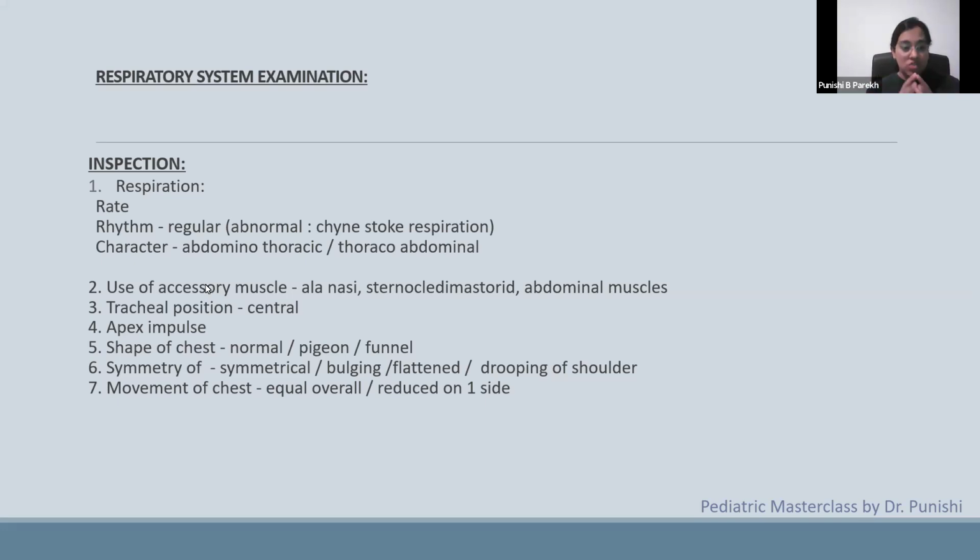So, what is the movement of the chest like? Is it equal on both the sides? Is it equal overall or reduced on one side? So, again, if there's, say, trauma to the chest, there's a pneumothorax, you will have decreased chest movements on that particular side. So, again, it's not very easy to look and differentiate these things, but definitely it's important to look for movements on the left and the right and say whether that's equal on both the sides or decreased on one side or the other. After inspection, we move to palpation.